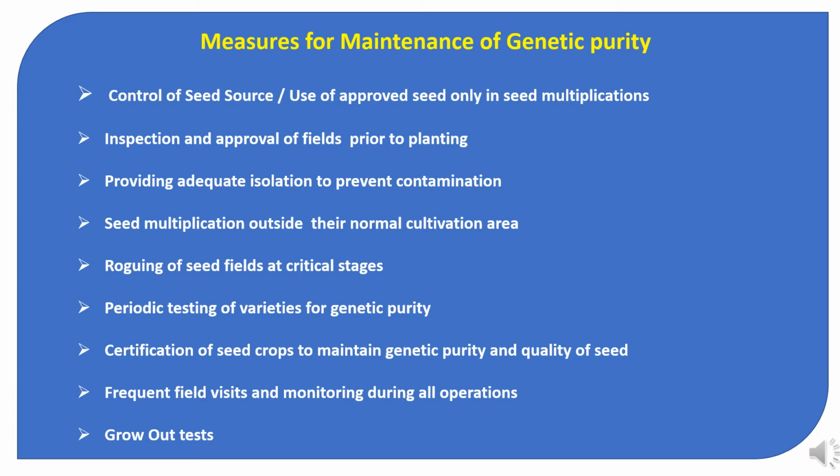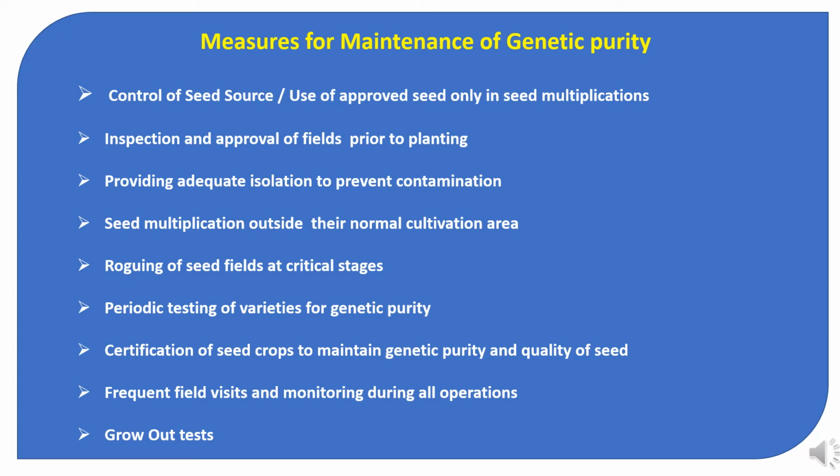contaminations. During seed fields and other fields, there should be a minimum distance to be followed to avoid any contamination chances. Next is seed multiplication outside their normal cultivation area to avoid any admixture issues from other varieties of same crop. Roguing of seed fields at critical stages.